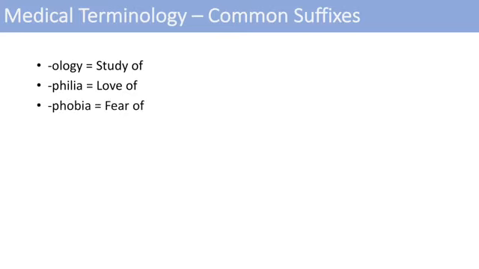So here are some common suffixes in medical terminology. Ology is just the study of, like biology, the study of life. Nephrology, the study of the kidney. Gastroenterology, the study of the gastrointestinal system. And the list can go on and on. It just means the study of a particular subject. The next one is philia, which means the love of. And the opposite of philia is phobia, which is just the fear of. So that's an easy one. Most people know that phobia is a fear of something.